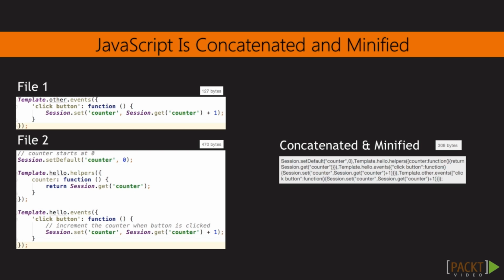To keep the HTTP requests down, Meteor will take all of your JavaScript files, concatenate them together, and minify them into one file. This is a compressed file. It's much smaller and much less requests to get all of the JavaScript you need for your application.